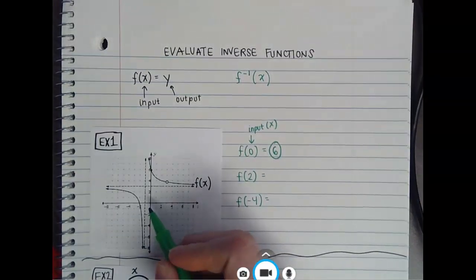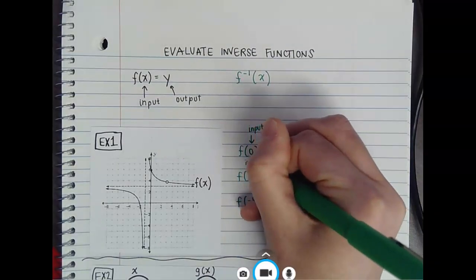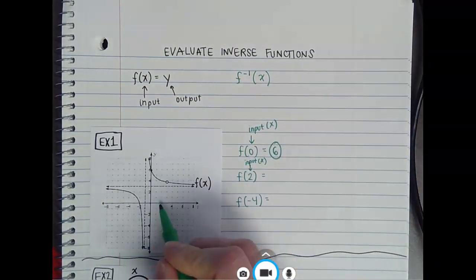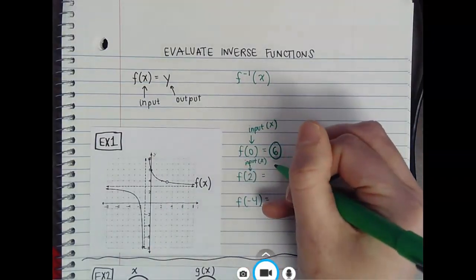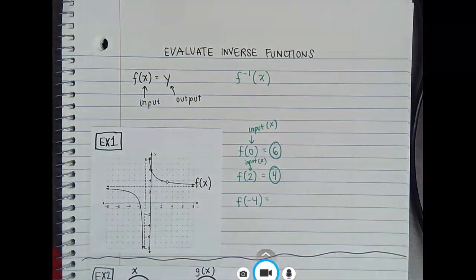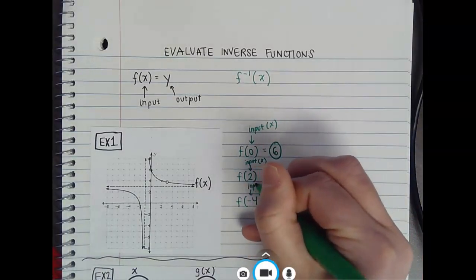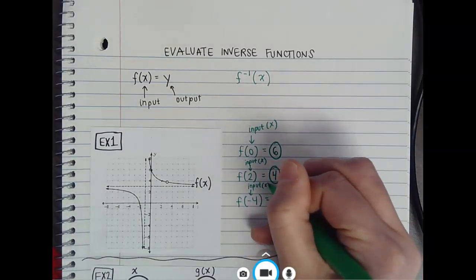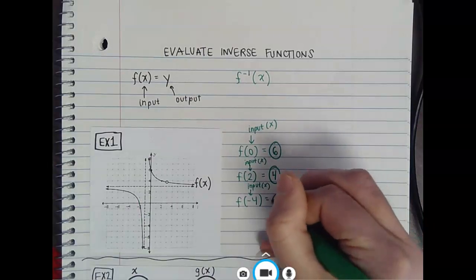F of 2, again, 2 is my input, or my x value. Slide to the function, I get 4 as my output. So f of 2 equals 4. F of negative 4, again, that's my input for f's function. So negative 4, slide up, I get 2 as my output.